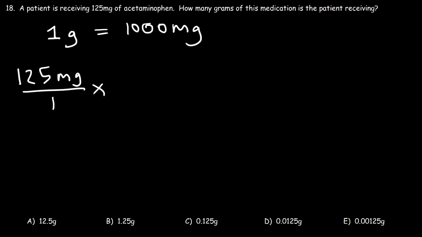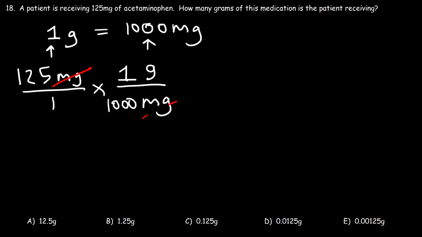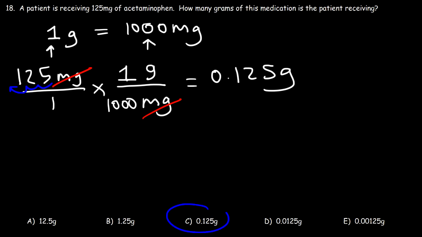So start with what you're given. Now, we need to put the unit milligrams on the bottom so that it cancels, and the other unit, grams, we're going to put on top. The number associated with grams is 1, and the number associated with milligrams is 1,000. So you need to set it up in such a way that the unit milligrams will cancel. So it's going to be 125 divided by 1,000. Whenever you divide a number by 1,000, move the decimal 3 units to the left. So this is equal to 0.125 grams, which means C is the answer.